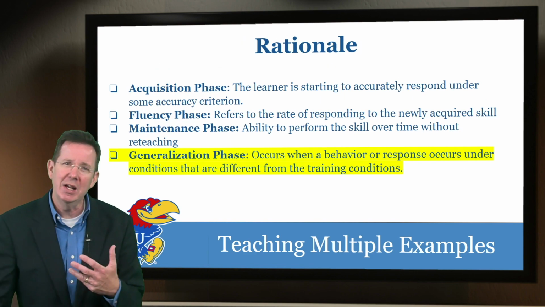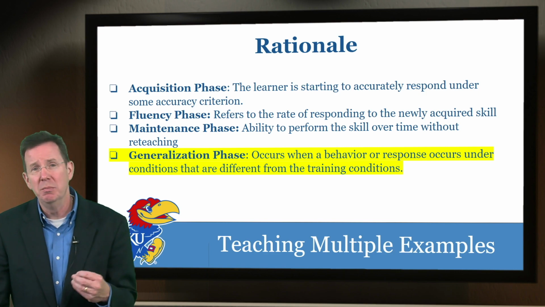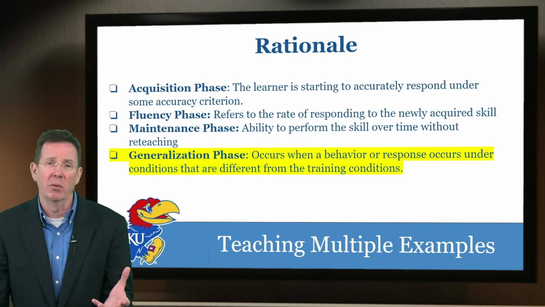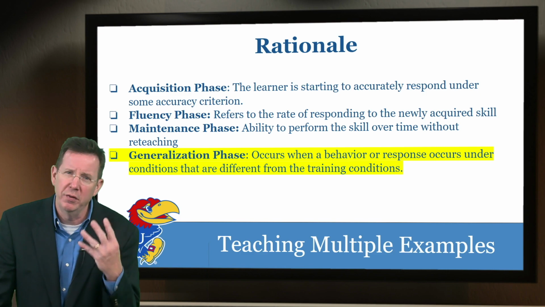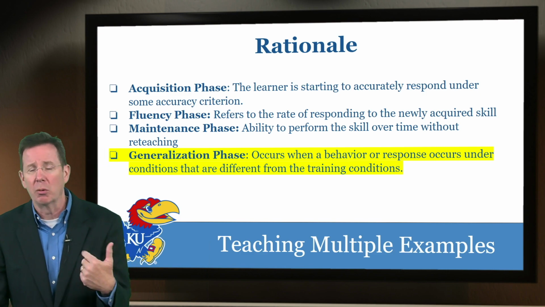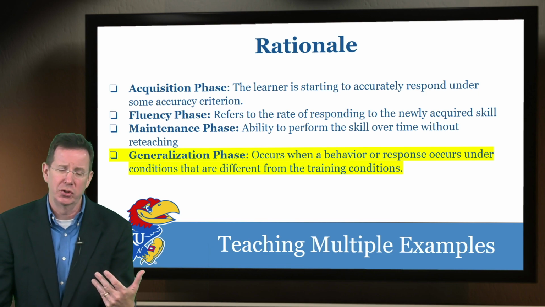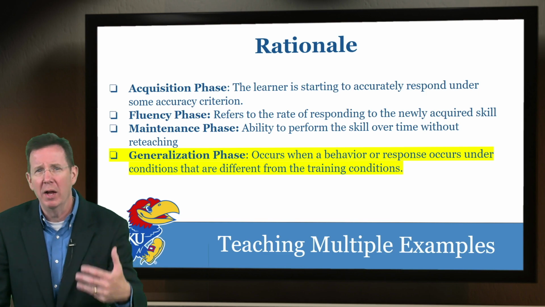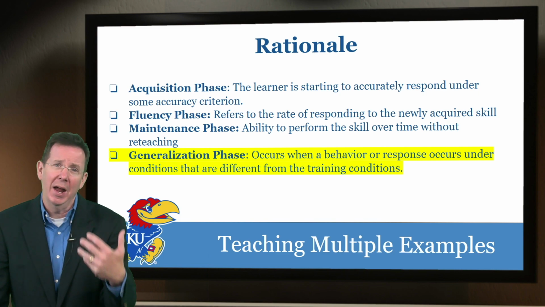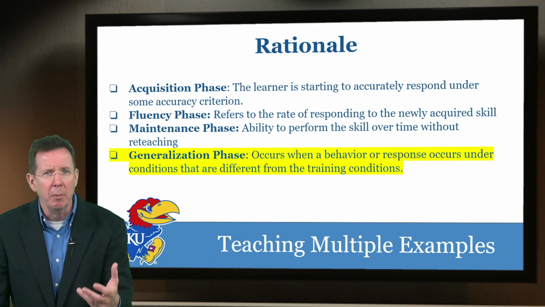Now, when we think of the use of teaching multiple examples, there's a very clear rationale, and to me, there are four different components here. One is the acquisition phase, where we're starting to accurately use that learned social skill. Then we want to get to a point where we want fluency with it, so they're not only accurate, but fluent with it. It's a little bit more immediate.